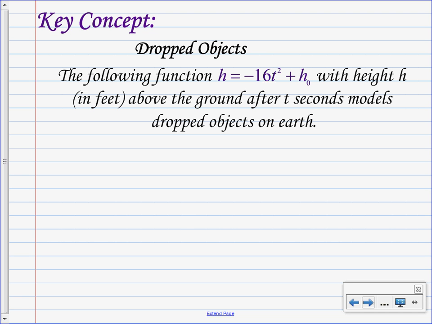Okay. So what it says: the following function, if any dropped object, you drop an object. The function h equals negative 16t squared plus the height, with h being the height in feet above the ground after t seconds, models dropped objects on Earth. Notice it says on Earth, because when we start talking about other planets, it's a little different. And that's actually problem 39 today that you have to do.